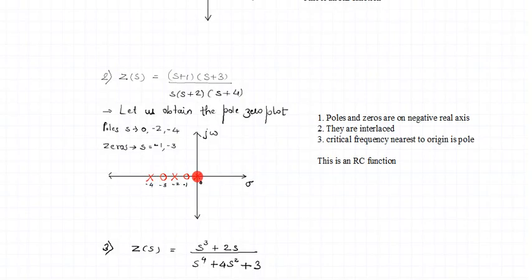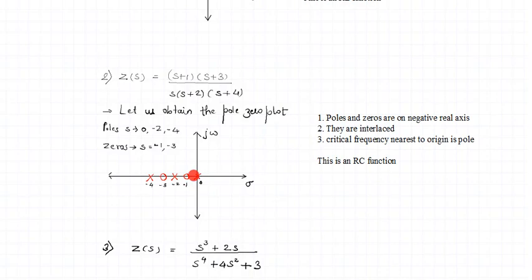What do we observe? We observe that all the poles and zeros are on the negative real axis. They are all interlaced. And the third very important thing is that the critical frequency which is closer to the origin, in this case, is the pole. The pole is the one which is closer to the origin, right?